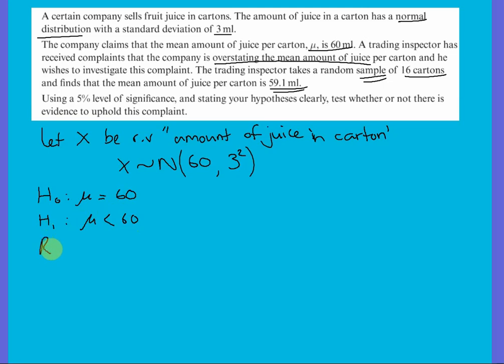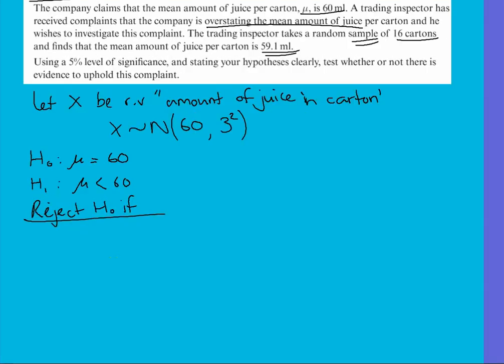So I'm going to just write this little heading here, reject H0 if. Now I'm going to set this up exactly the same as we did our binomial. It's a good habit to get into, so then you can go between the two very easily. So I'm going to say the probability that the variable, the sample mean, is less than 59.1.